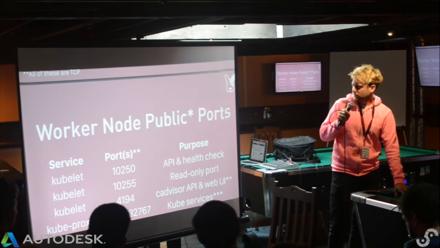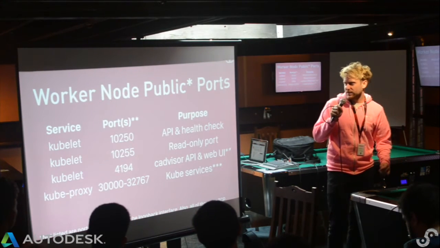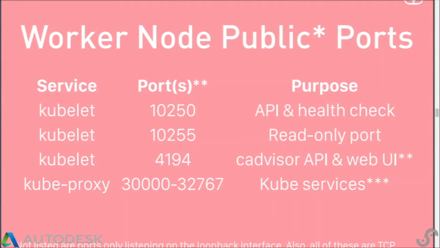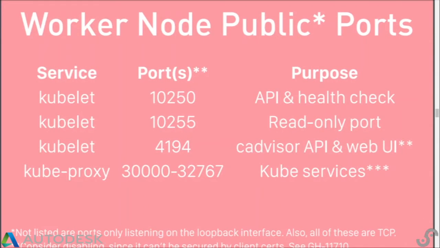All right, the worker ports. The kubelet, which is, again, the main kind of master process, if you will, on your workers, also has an API, and that's on 10250 there. And then you've got a read-only port, which you can disable if you don't need it. The cAdvisor port, which you should probably disable if you don't need it. It's just statistics and information, but it's kind of unnecessary.